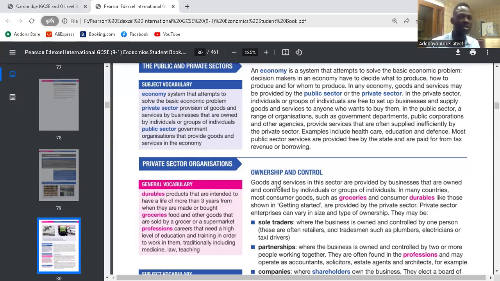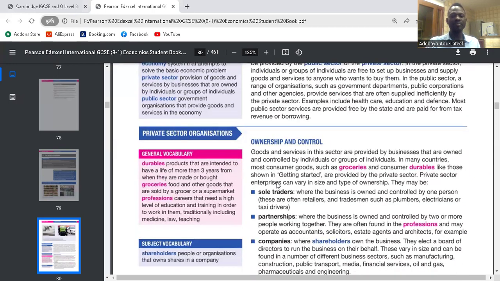So for allocation of resources, it means we want to decide on what to produce, how to produce, for whom to produce. These are what allocation is about. So if the private sector decides on these economic questions, then it is a free market. If the public sector decides on these three economic questions, then it is a planned economy. So if both of them have to come together to decide what to produce, how to produce, for whom to produce, it's a mixed economy. Is it clear? So go on.